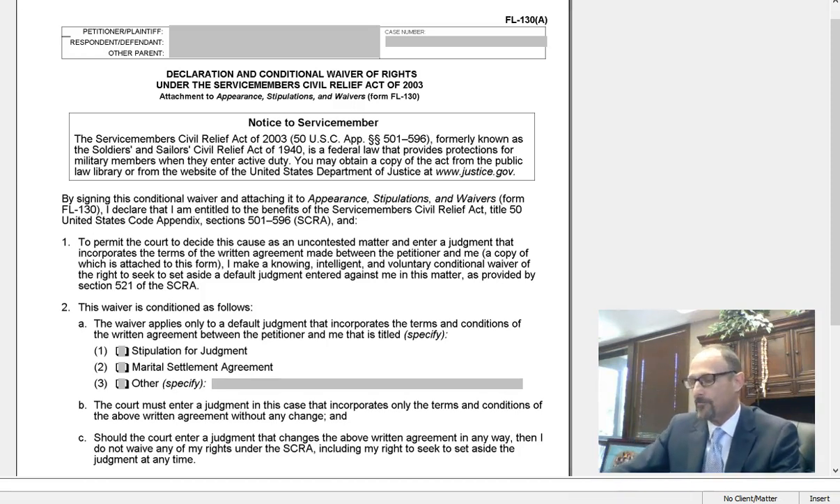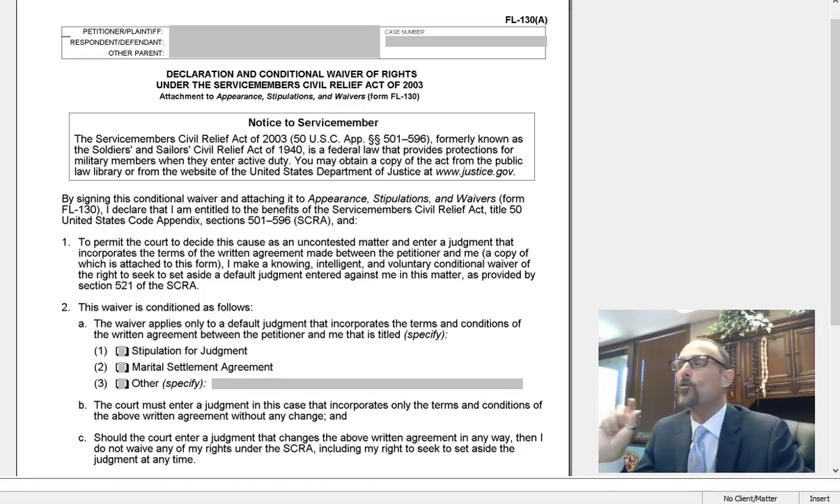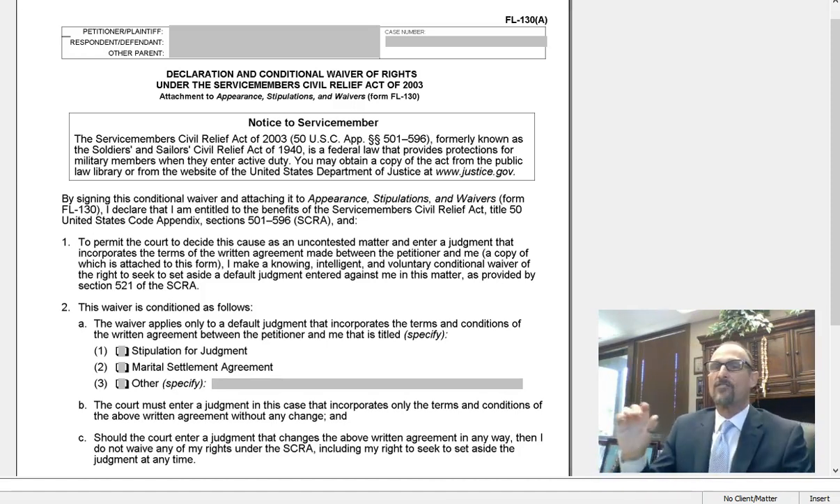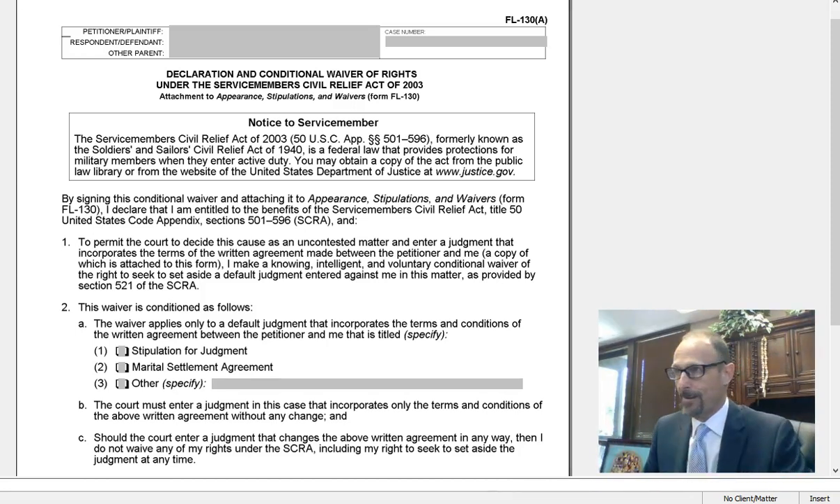We are a dedicated family law firm in Orange County. I'm helping you put together a set of forms that you can use in your divorce or your legal separation or your paternity action anywhere in the state of California. This particular form is the FL-130A. It's only for service members, active service members.